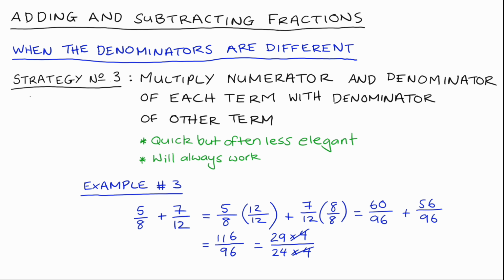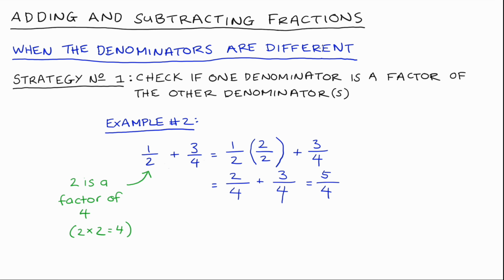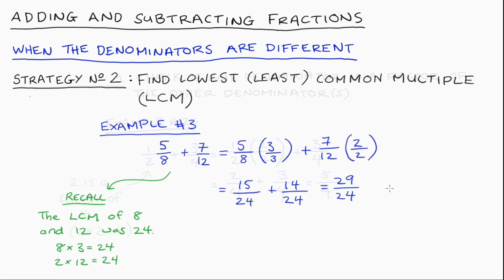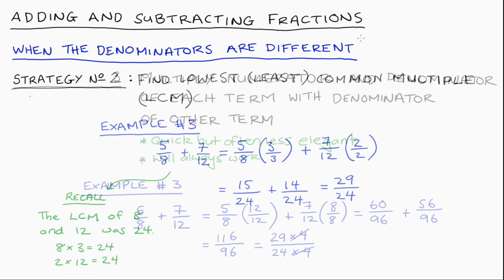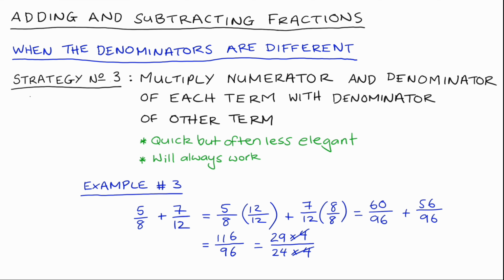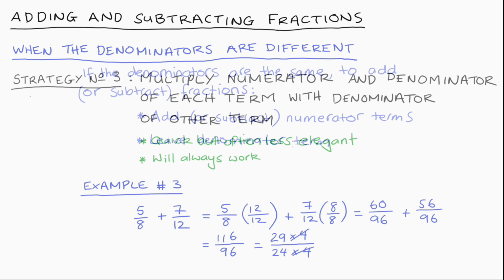So that's our 3 strategies that we can use when we want to find equivalent fractions so that we can add or subtract fractions with different denominators. We thought about factors, we thought about least common multiple, and then we had our third, easiest approach where we just multiplied everything out by the denominator of the other term. Now, there may be more strategies that I haven't gone through. There are often lots of ways to approach different problems in maths, but those are the 3 strategies that I use, so hopefully they help you.